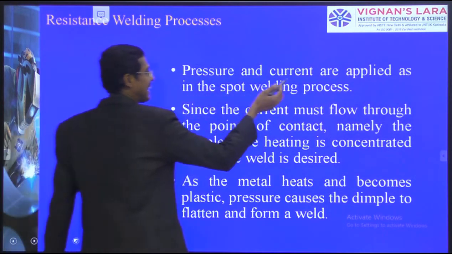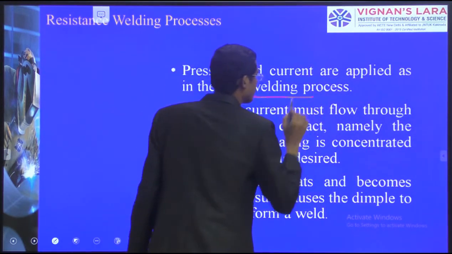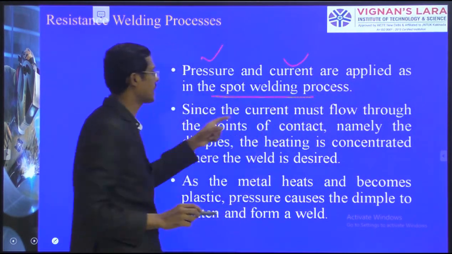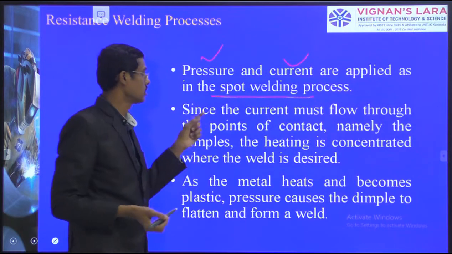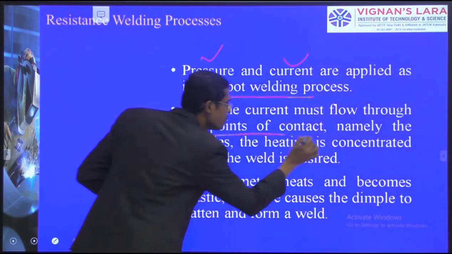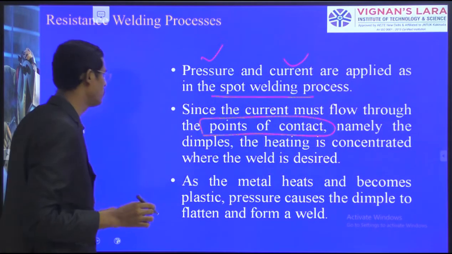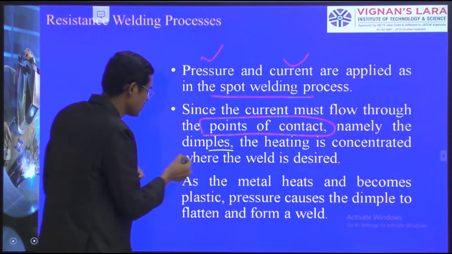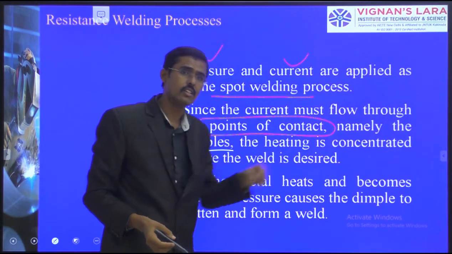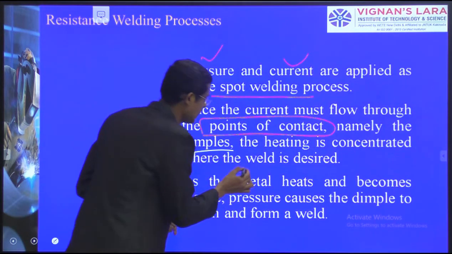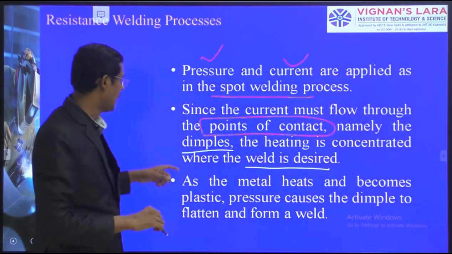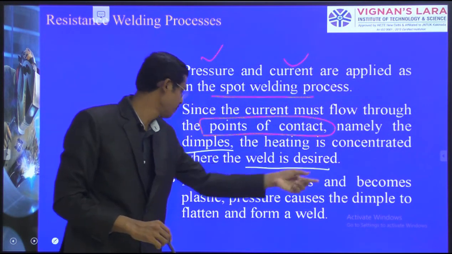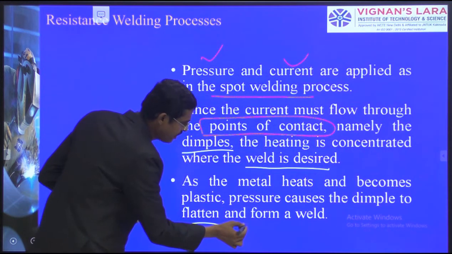The pressure and the current are applied as in spot welding. The current must flow through the points of contact, namely the dimples. The dimples are called projections. Heating is concentrated where the weld is desired, and at that point the welding occurs. As the metal heats and becomes plastic, the pressure applied causes the dimple to flatten and form the weld.